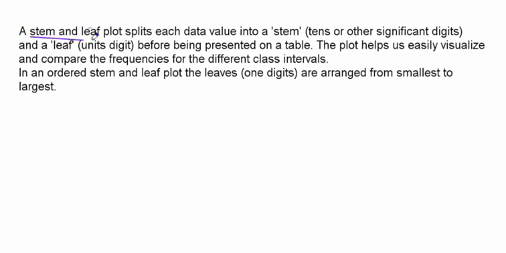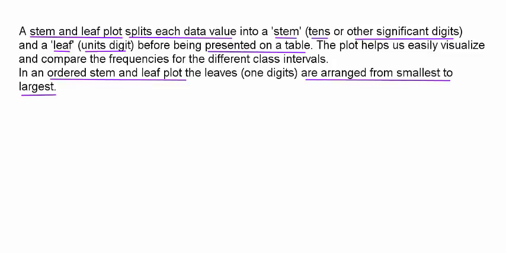A stem and leaf plot splits each data value into a stem, that is the tens or other significant digits, and a leaf, that's the units digit, before being presented on a table. The plot helps us easily visualize and compare the frequencies for different class intervals. In an ordered stem and leaf plot, the leaves or the ones digits are arranged from smallest to largest.